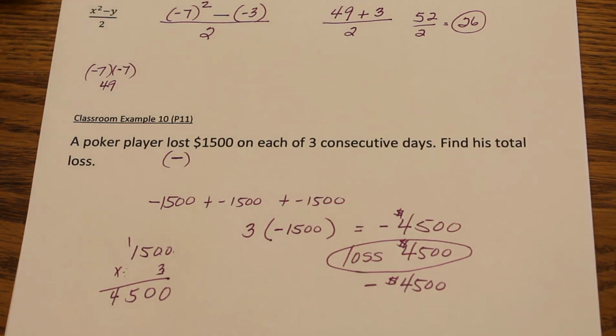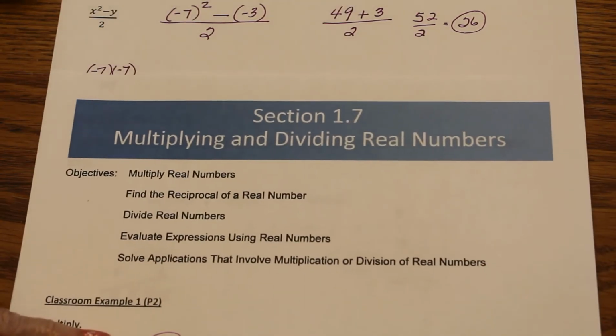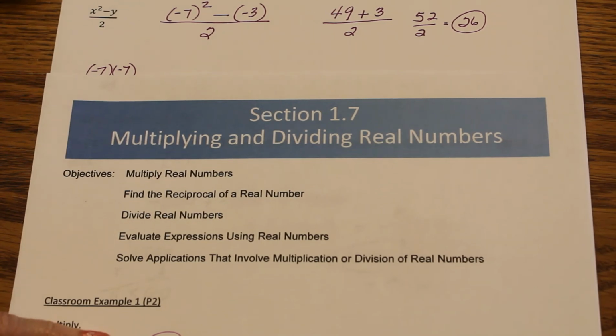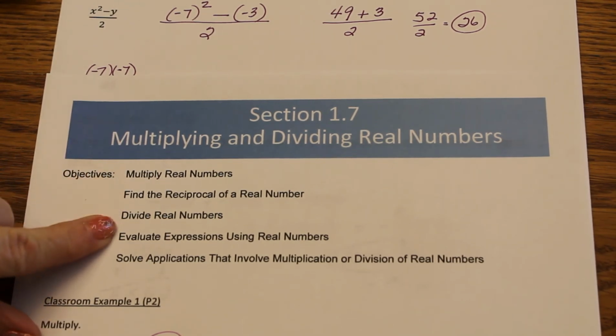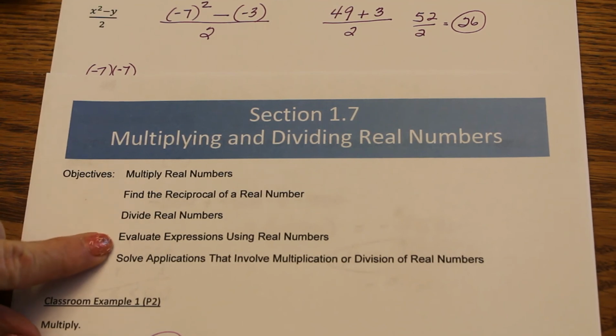Good. So we finished section 1-7. And just as a reminder, we learned to multiply and divide numbers. We learned how to find a reciprocal. We've evaluated an expression, plugging in those numbers, and we've done a word problem.